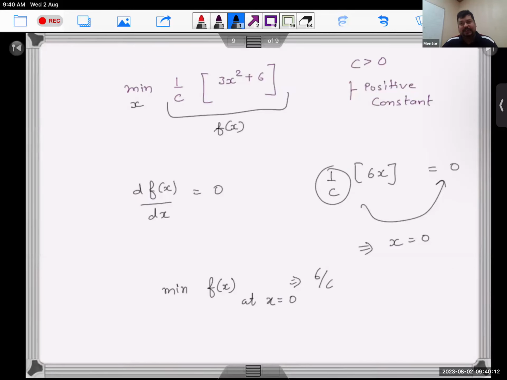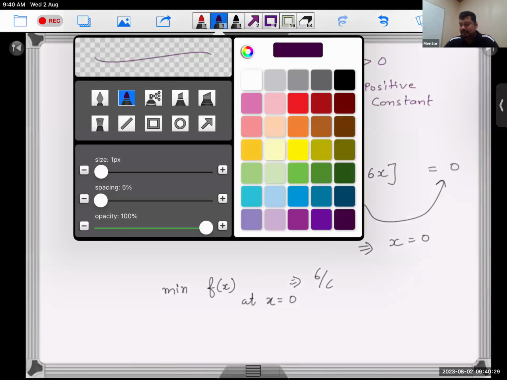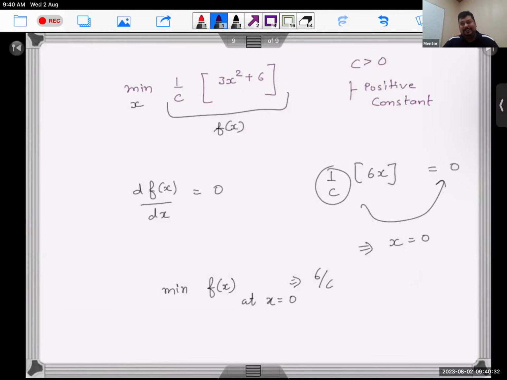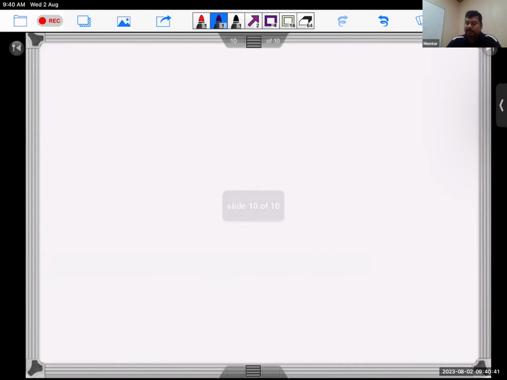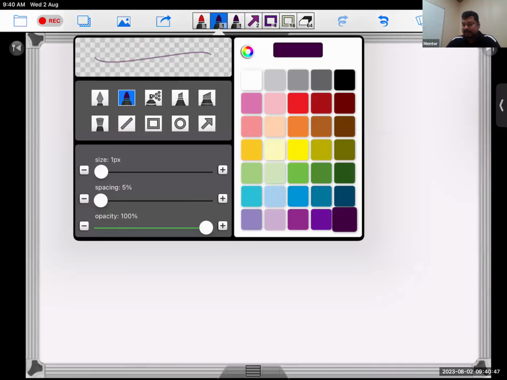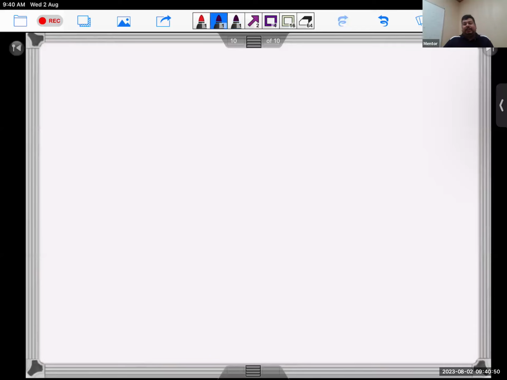So if you have a positive constant, the root will not change. What if it's a negative constant? What will happen? Think about it. It's a take-home exercise. Now you might get stuck if it's a negative constant. Anyways, this is what we have about functions.